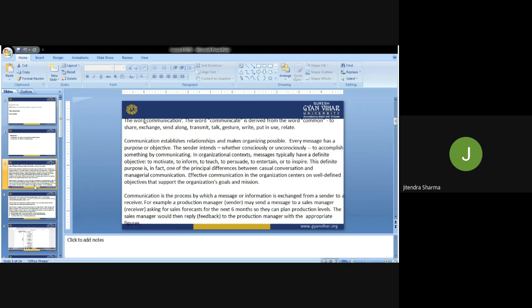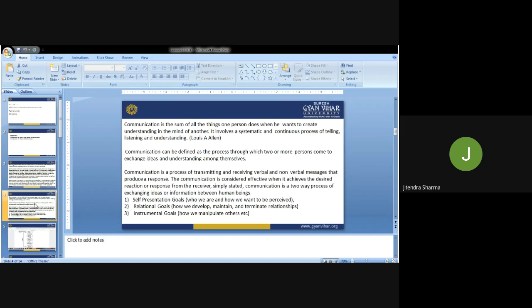So through that the communication is very clear, and the same thing will be understood by the sales manager and the reply given in the same manner as required. And then communication is the sum of all things one person does when he wants to create understanding in the mind of another. So that is also very important. It involves a systematic and continuous process of telling, listening, and understanding.